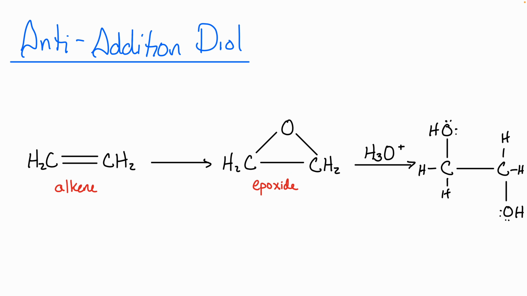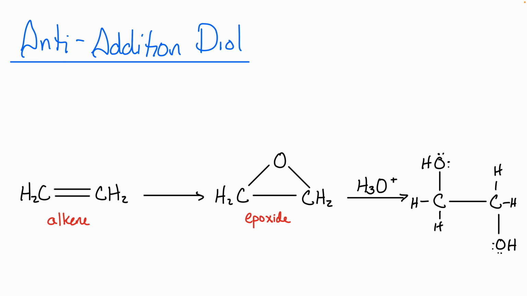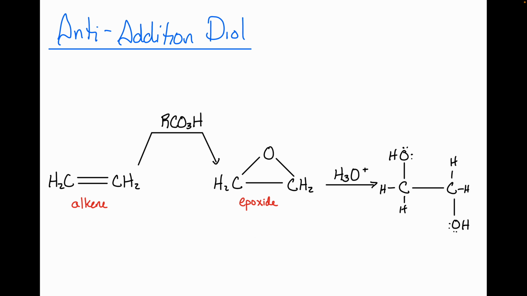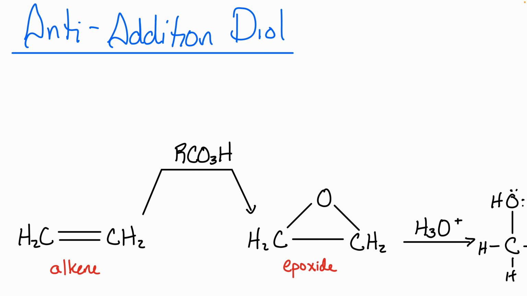All right, so how do we do this here? As I said, we just treat our epoxide with dilute acid to get our product. How do we get our alkene into an epoxide? There's actually two ways that we're going to learn how to do it. One is using what's called a peroxy acid, CO3H. CO2H is a carboxylic acid. So this is, again, what we call a peroxy acid.